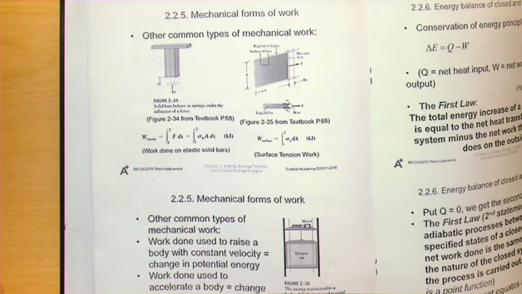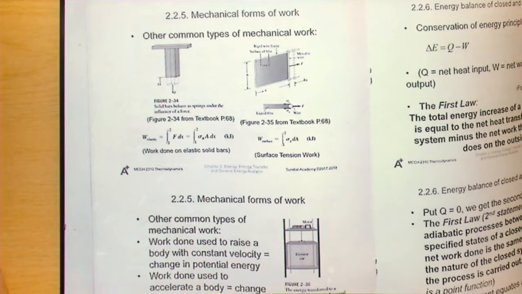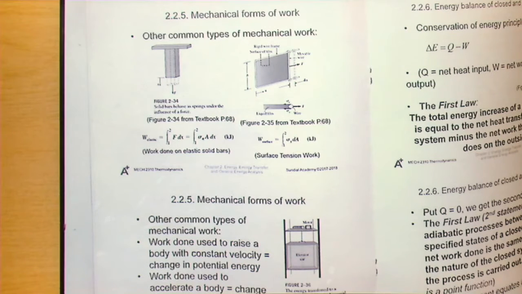Okay. Other common types of mechanical work include work done on elastic solid bars as well as surface tension work. Well, elastic solid bars behave like a linear elastic spring, as long as the force is not large enough to cause permanent deformation, or what we call plastic deformation. If the force is large enough, then some of the bonds may be broken and new bonds would be formed when the molecules move into a new position. Okay, so we will have this kind of permanent deformation. For more details, please refer to solid mechanics.